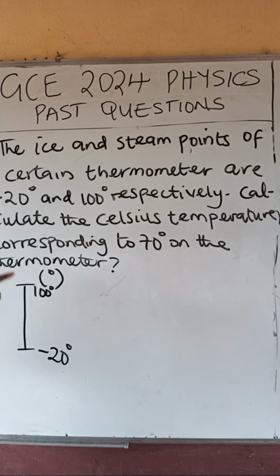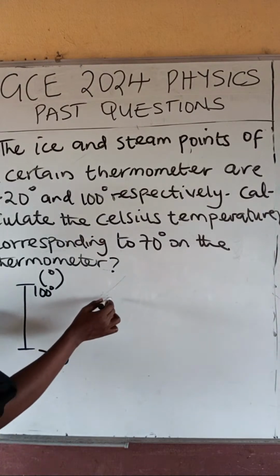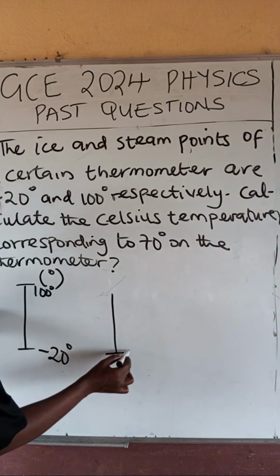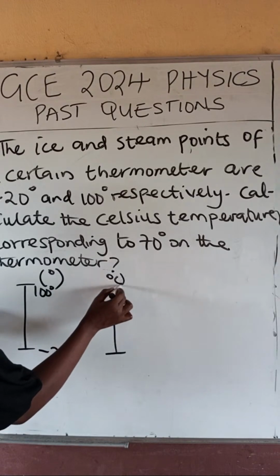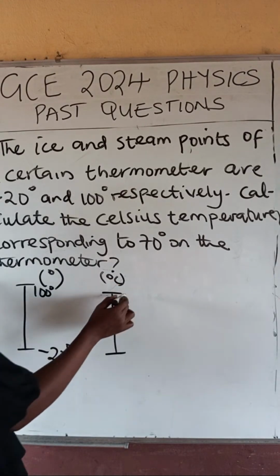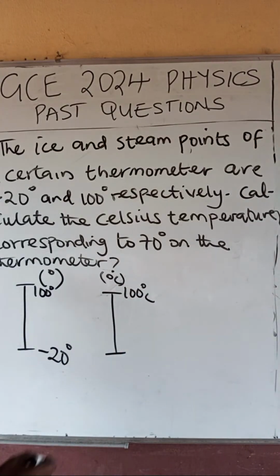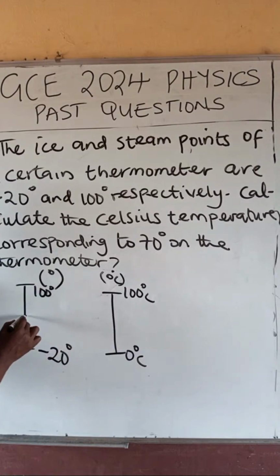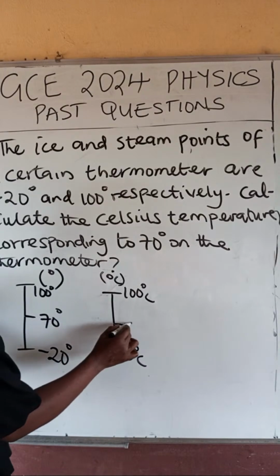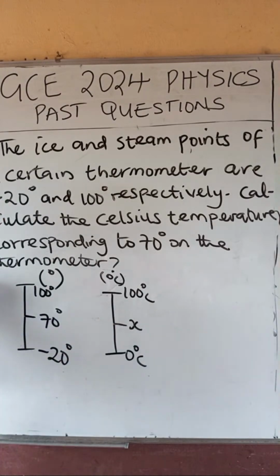Now we are converting it to the Celsius scale. We already know the Celsius scale, which is degree Celsius. The upper fixed point is what? 100 degrees C, and the lower fixed point is what? 0. And corresponding to 70 degrees on this particular thermometer, when this thermometer is reading 70 degrees, what will this one read? I'll call it X. Okay?